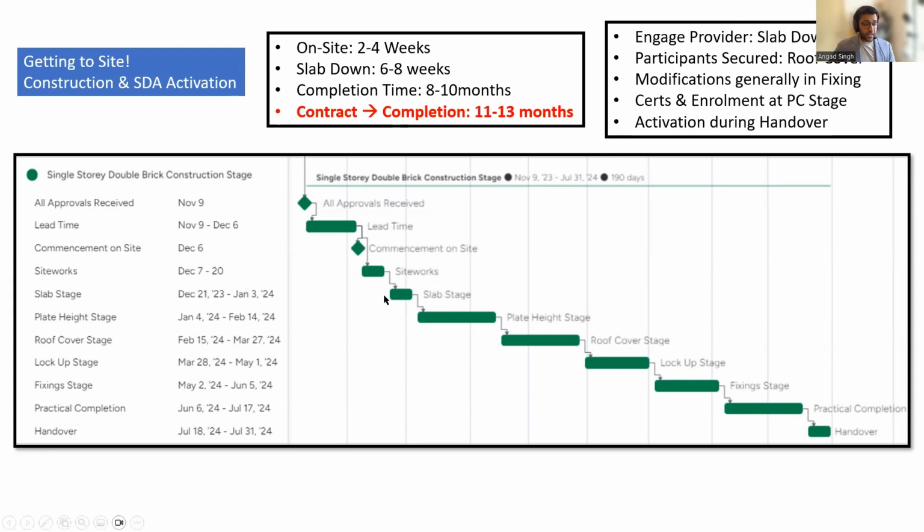It's always a good idea to have your provider engaged at slab down because that allows them time to market the property and identify the participants. We know that when a participant needs modification, that's generally going to happen in the fixing stage. So it's great to have all the participants identified at the roof cover stage so that we can take on all those modifications at that stage.